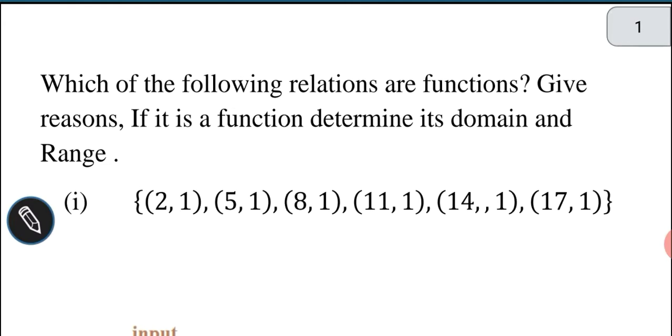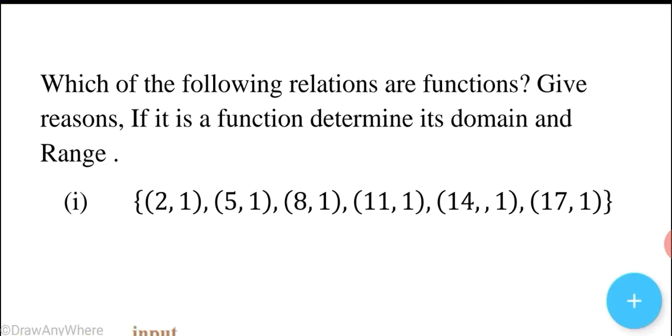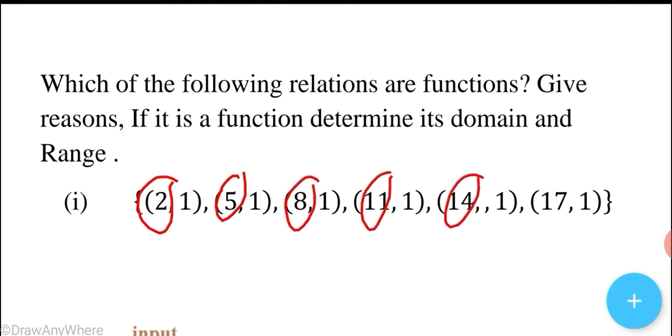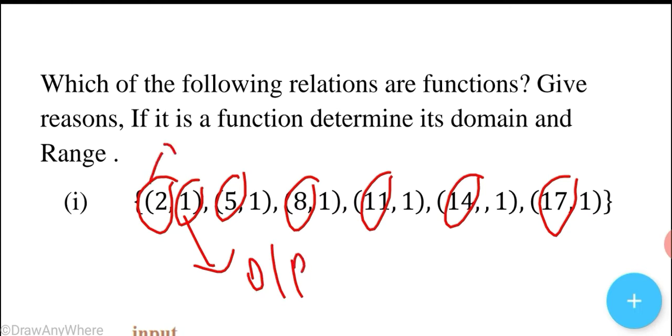The first element in each pair is called input and the second element in each pair is called output. Here 2, 5, 8, 11, 14, 17 are the first elements, which are called inputs, whereas the 1 in each pair is called the output. The second element in each pair is the output, and the first element in each pair is the input.